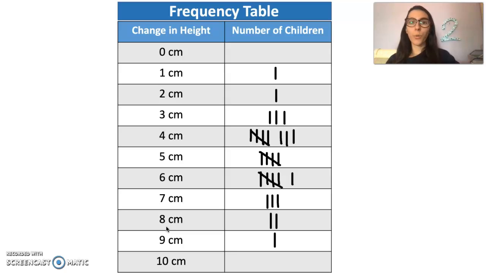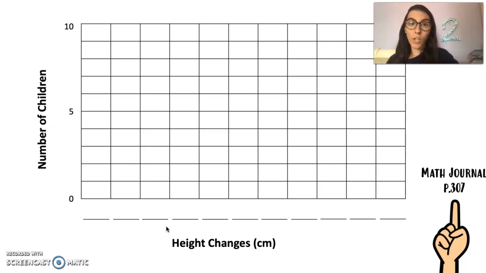How many children grew 0 centimeters? 0 children. How many children grew 1 centimeter? Just 1 child. How many children grew 2 centimeters? Just 1 child. How many children grew 3 centimeters? 3 children, and so on. So you are going to use the information in this frequency table to complete this bar graph in your math journal on page 307. So the first thing that you will notice is these blank lines down here.